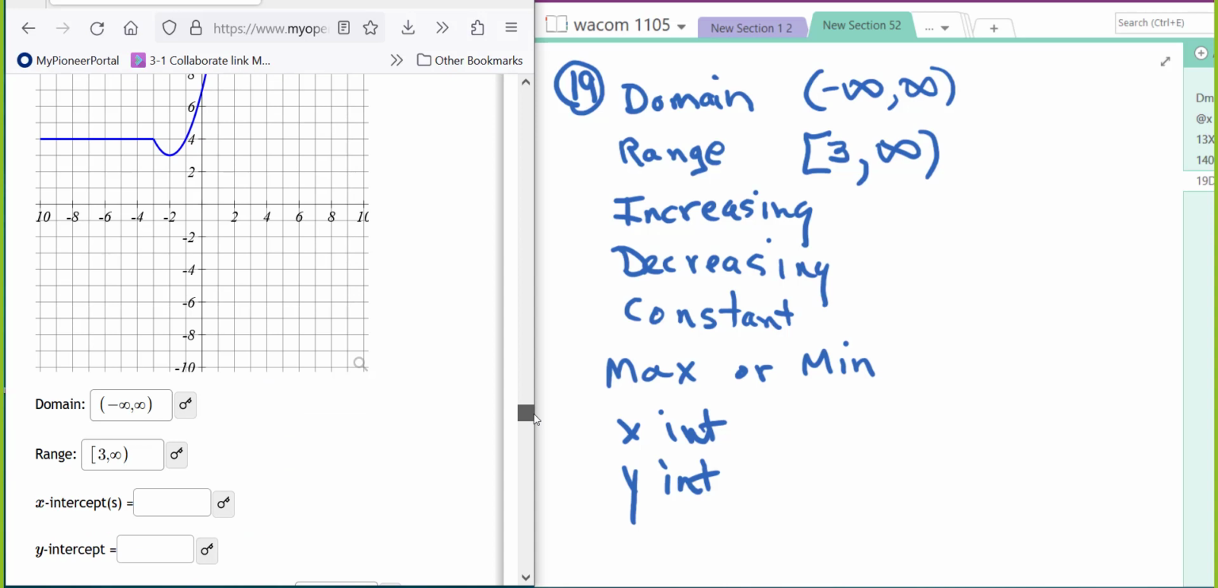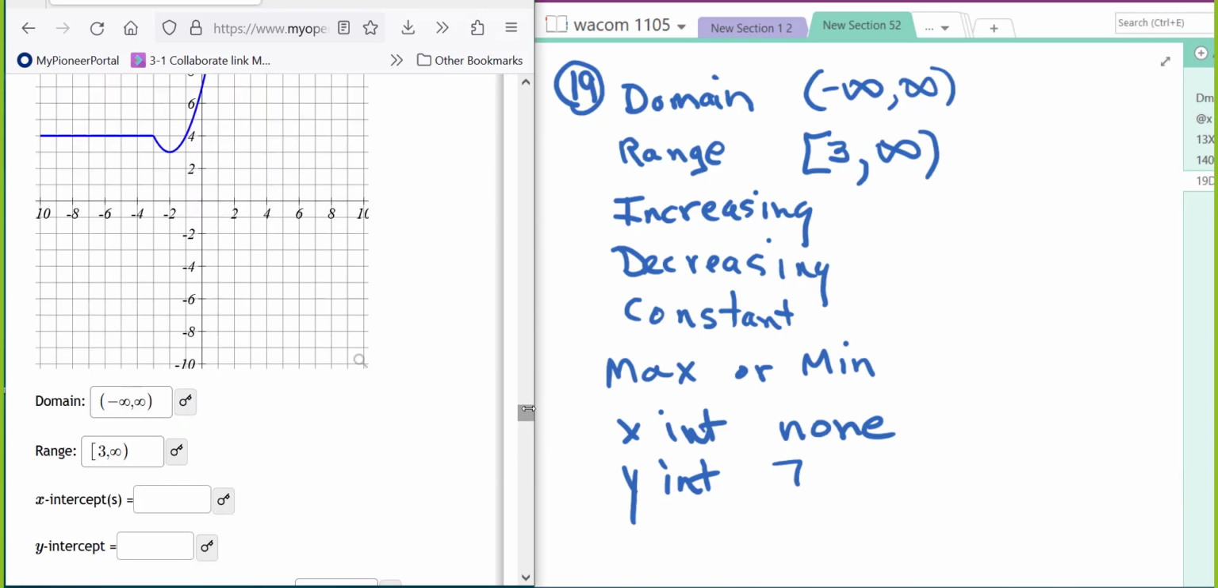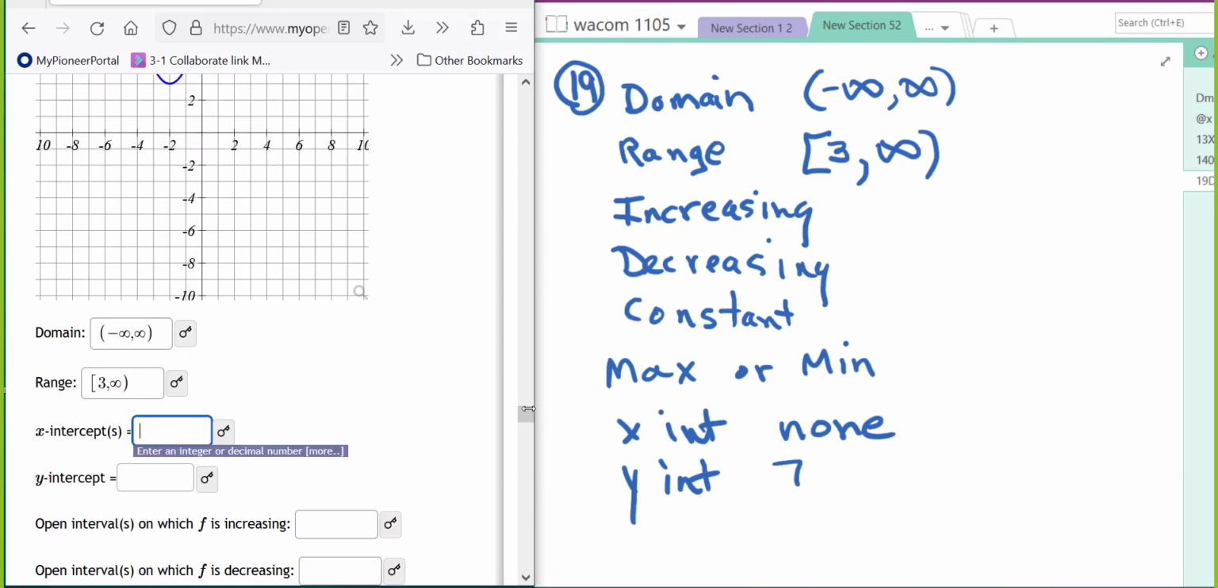All right, we do. So we'll go ahead and do the intercepts next. This graph does not cross the x-axis, so there are no x-intercepts. There is one y-intercept, and it looks like it is right here at 7. So we can put those in. This one does not exist. This one is at 7.